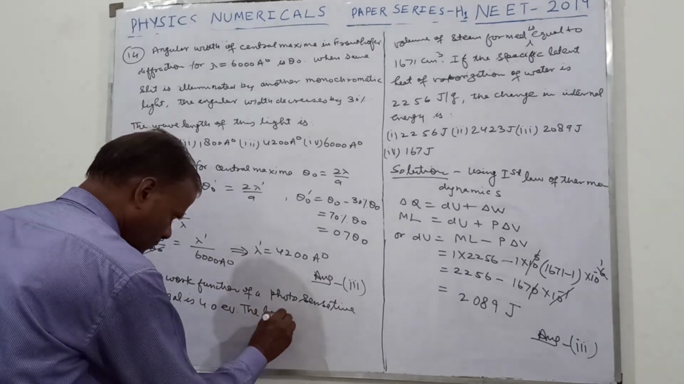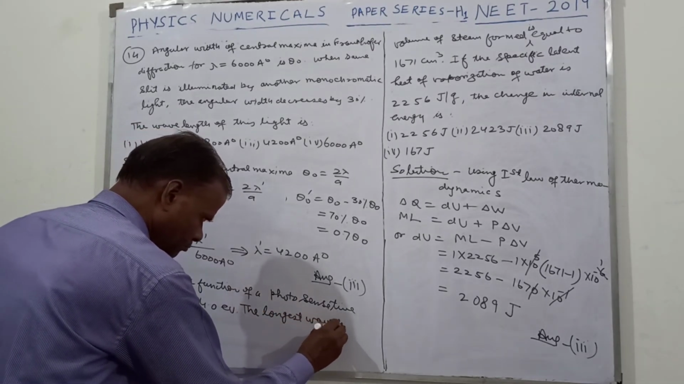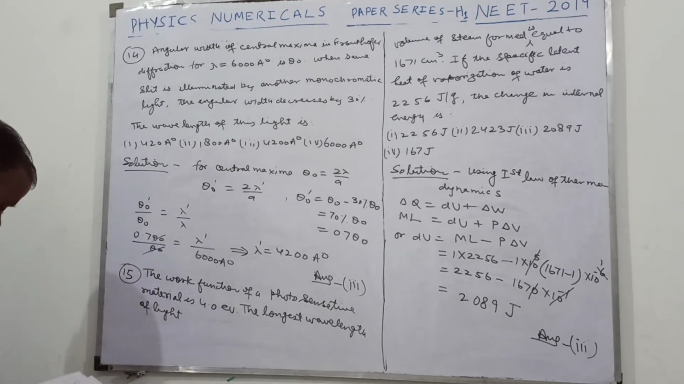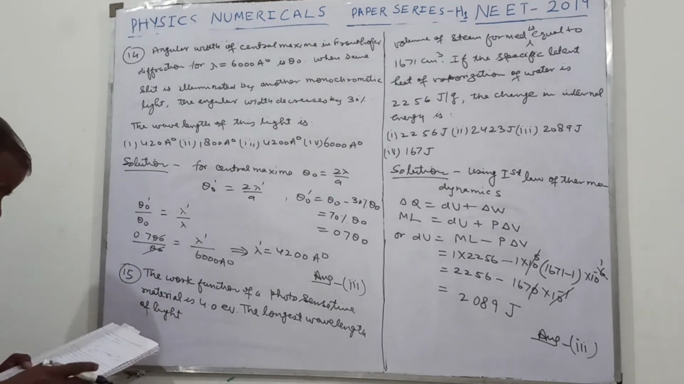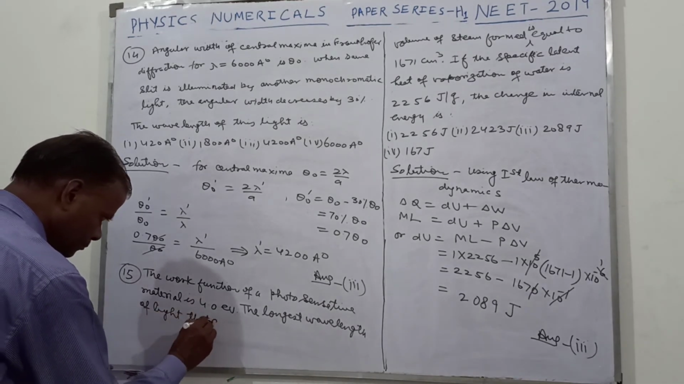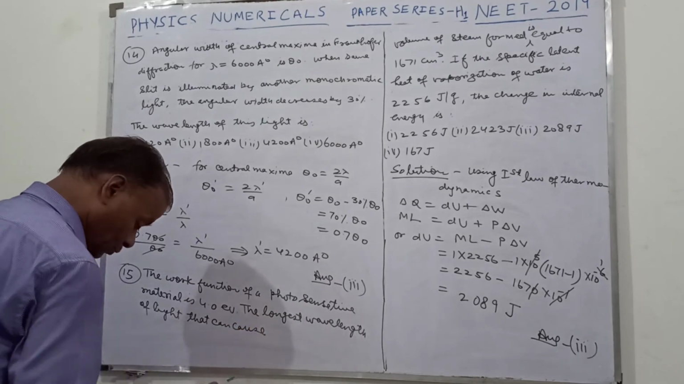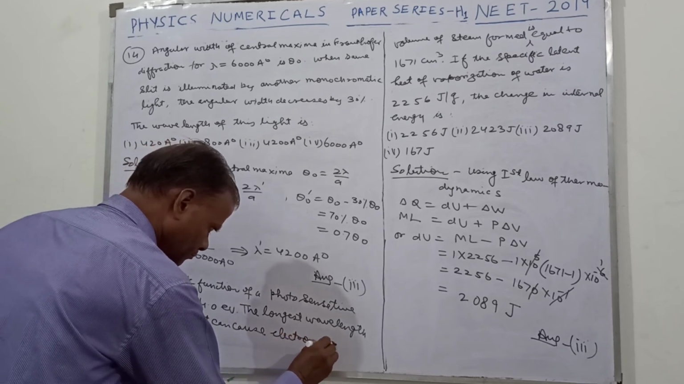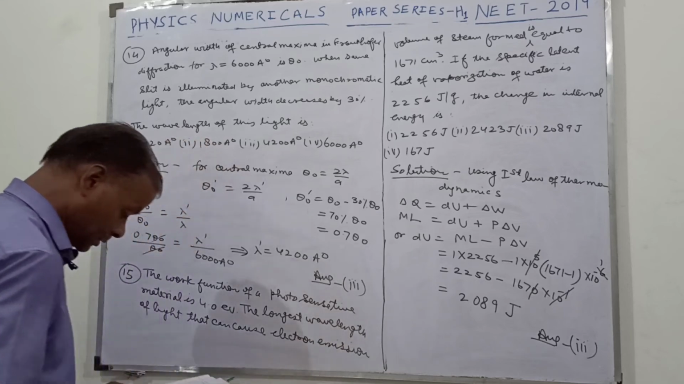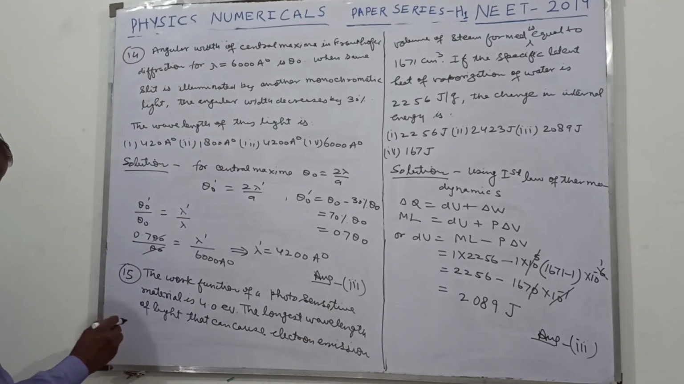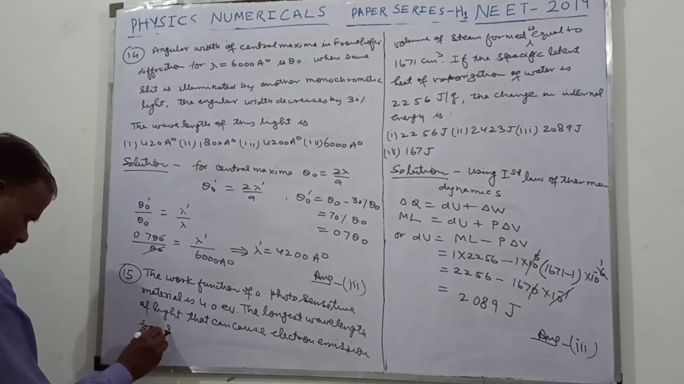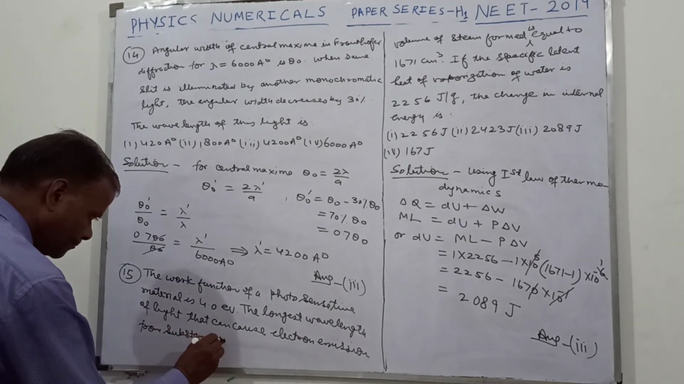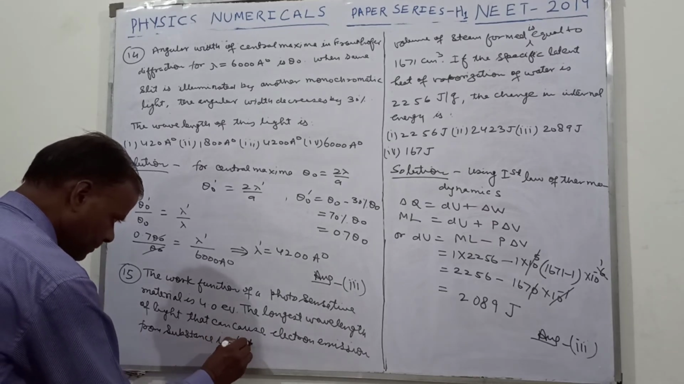The wavelength of light that can cause electron emission from substance is approximately.